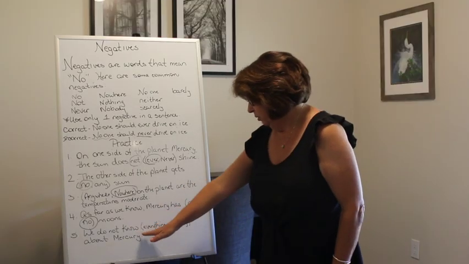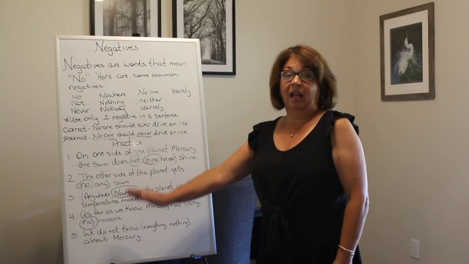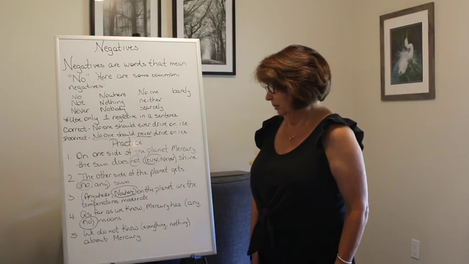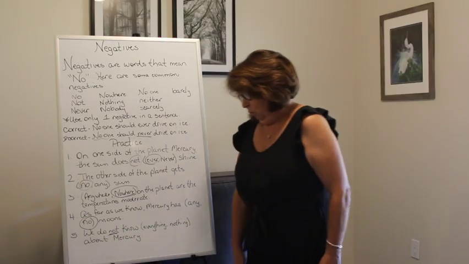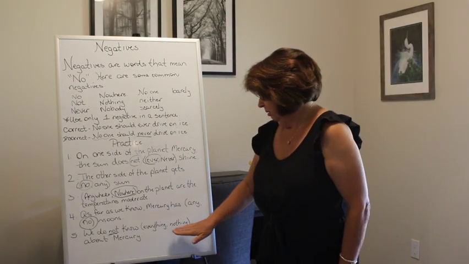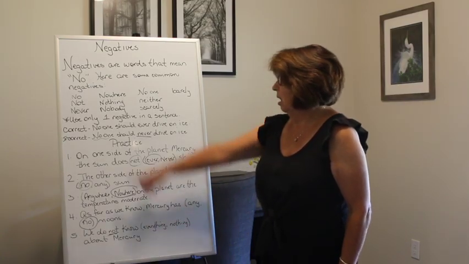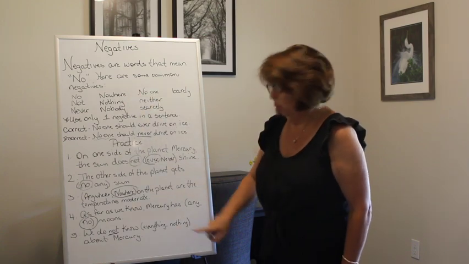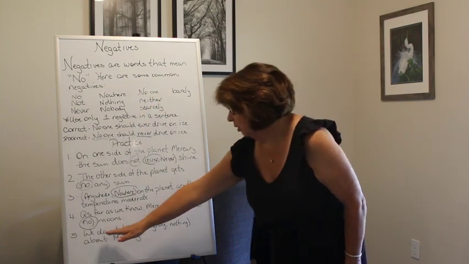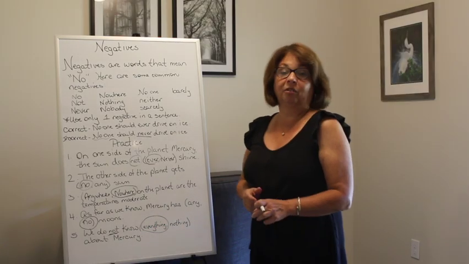And finally, we do not know (everything or nothing) about Mercury. Any negatives in that sentence? Correct, you see the word not. So, it's already a negative there. Is either one of these a negative? Do you see nothing? So we cannot use that again. So we do not know everything about Mercury.